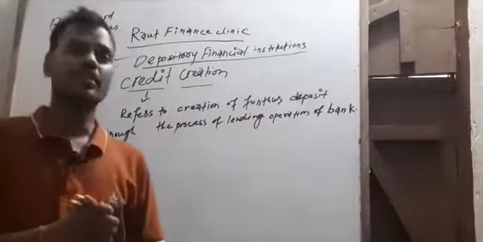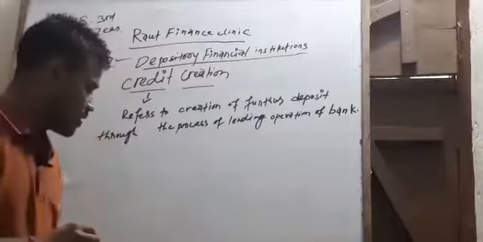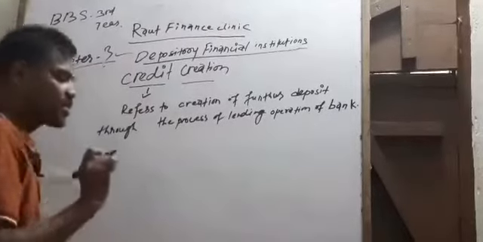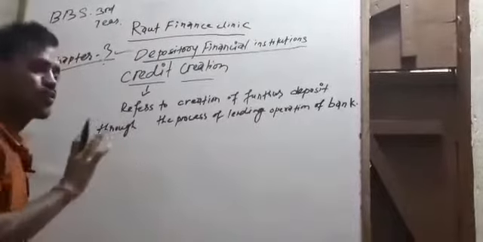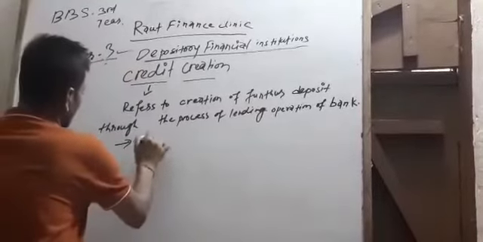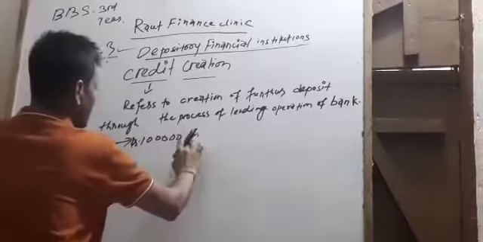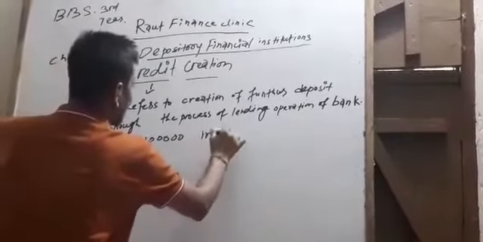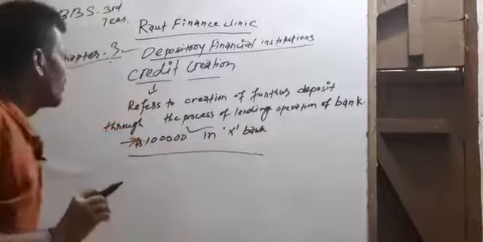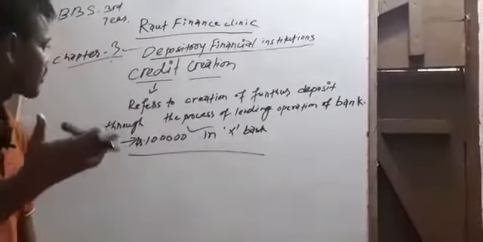For the sake of our understanding, we take a hypothetical example so that we can be clear about the term credit creation. Suppose Mr. Ram deposited 1 lakh rupees in a bank. Let's say the bank name is X. Rs 1 lakh in X bank. From this amount, how can the bank create further credit in the economy, we try to understand.